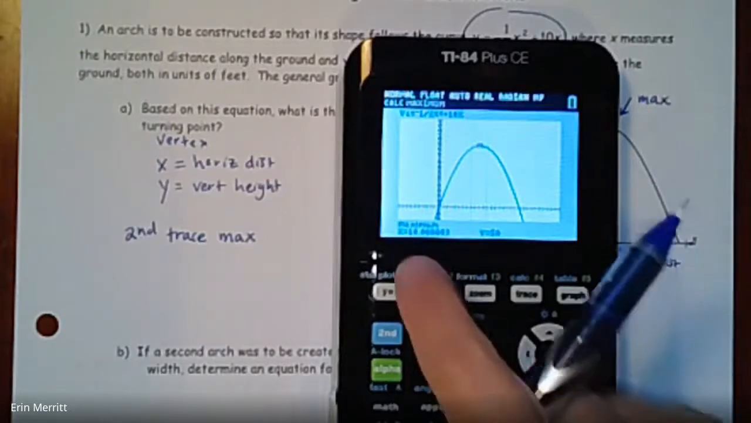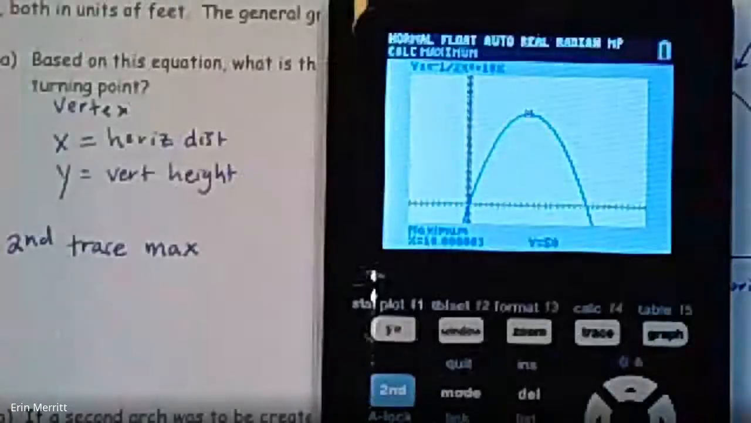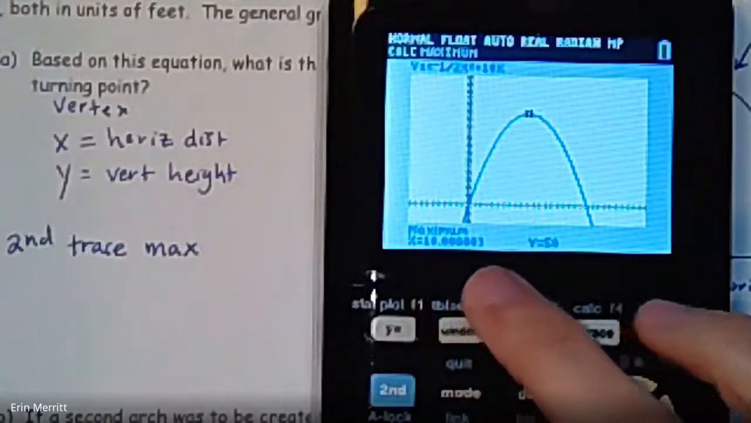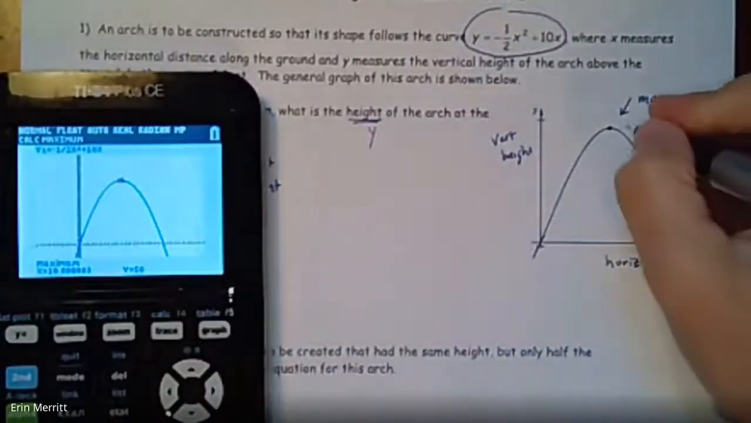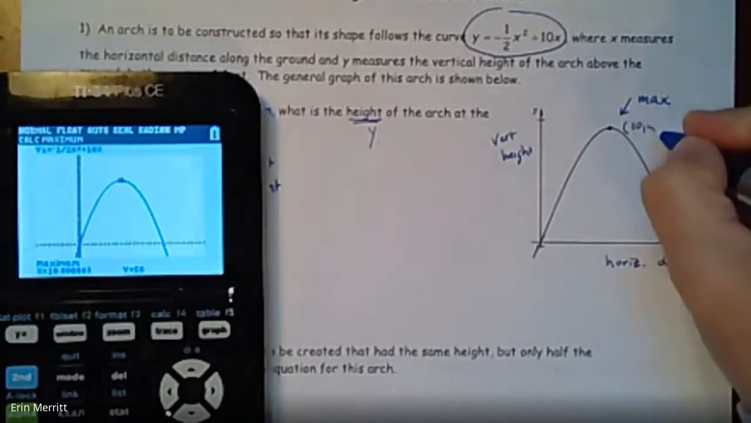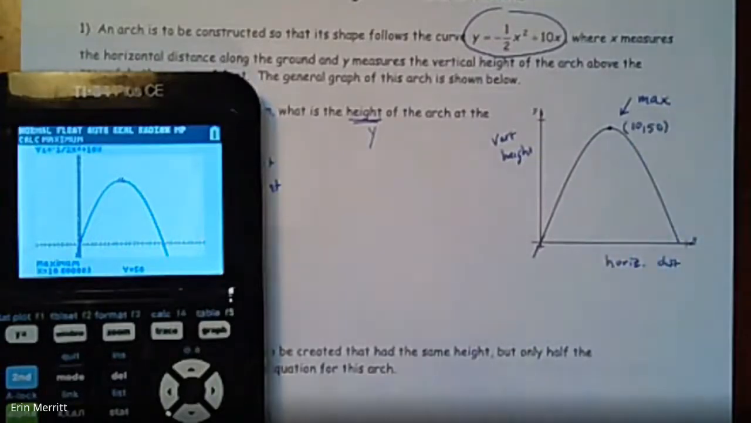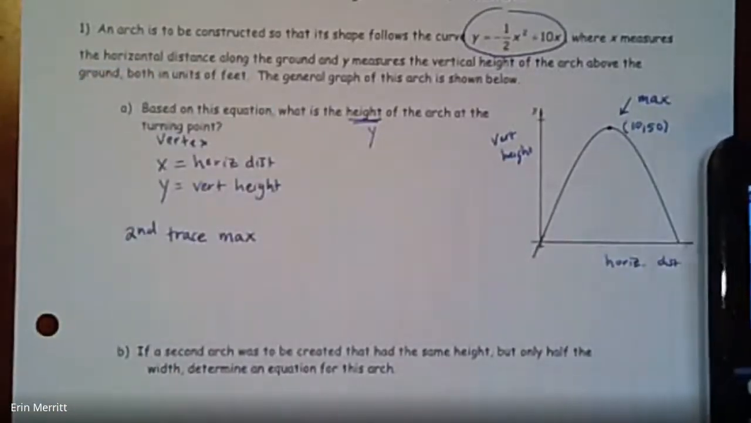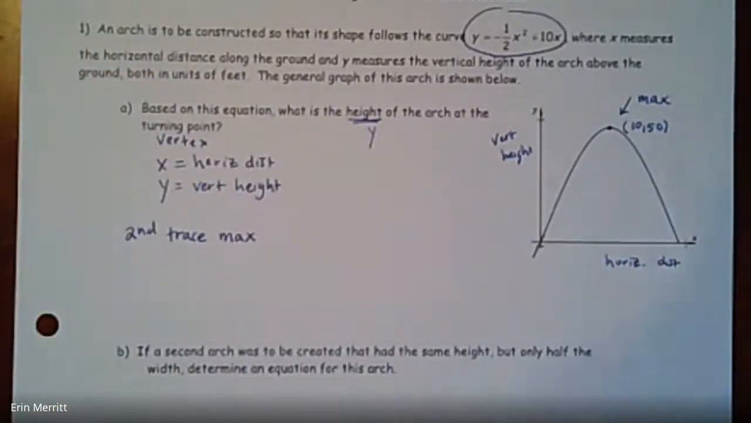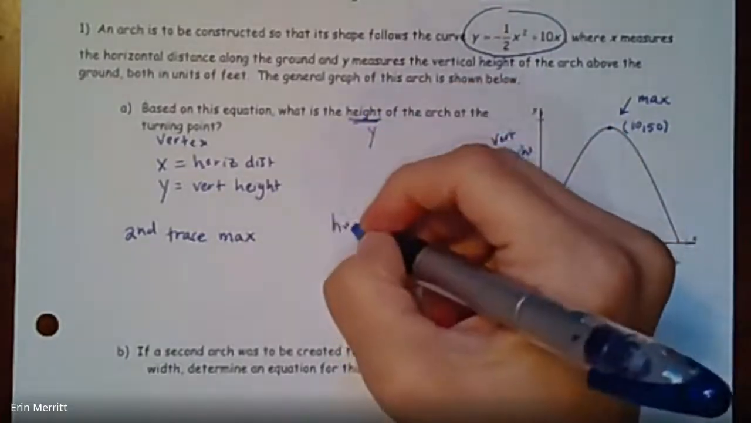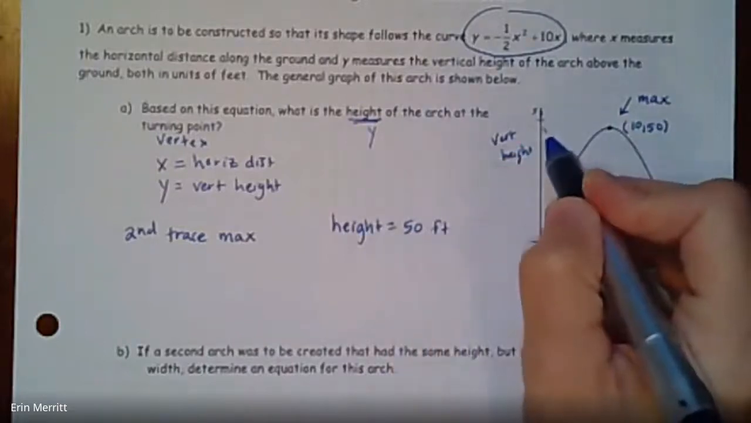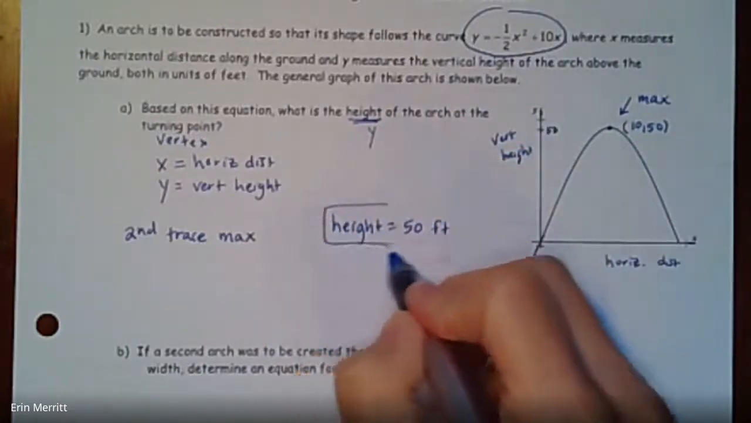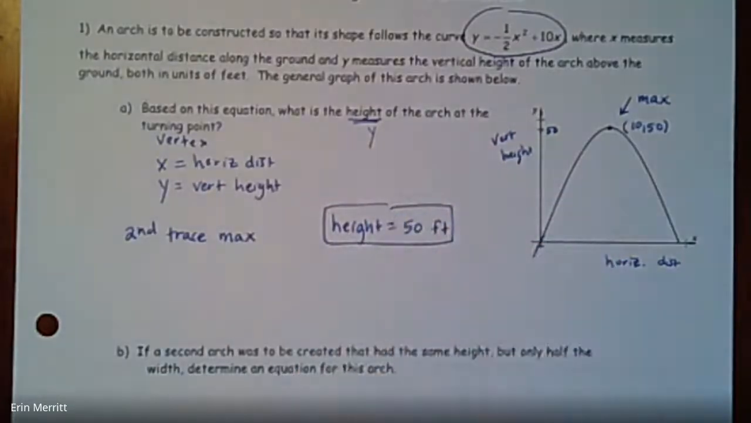So when you hit enter, mine, I don't know how well you can see that, but it came up as 10.000003. It really is trying to tell you 10, all right? So the calculator sometimes gives you something a touch funky, but it's trying to tell you that that is the point 10, comma, 50 right there, right? So how do we answer the question? Well, when it's saying what is the height, we said that is specifically the y coordinate. So the height is equal to 50 feet. So that's how high up this graph is going right here. Or the arch, I should say, is going to go.